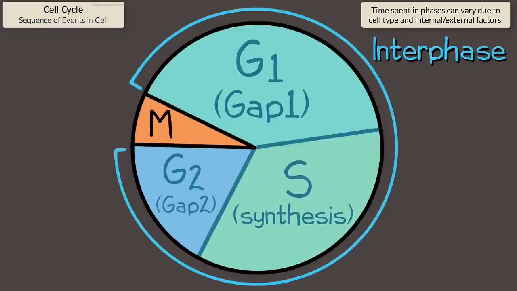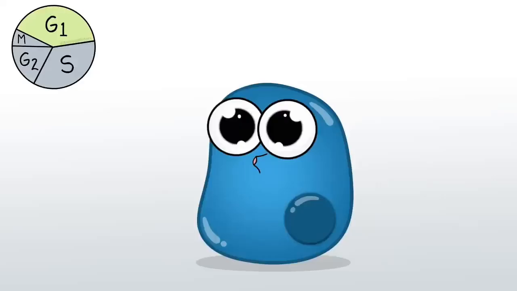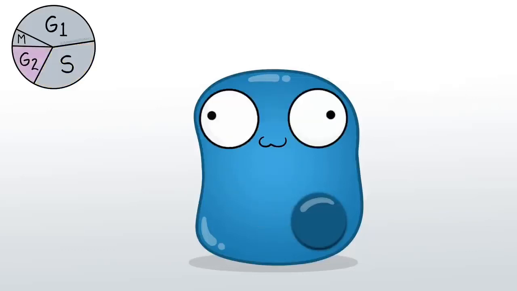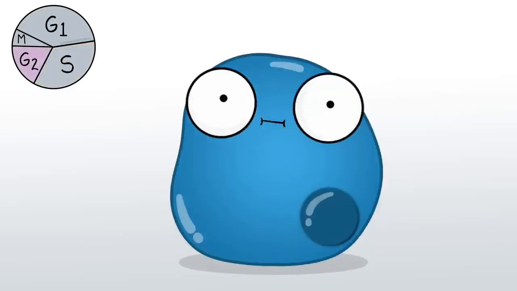Then we have M phase, where mitosis will happen. During G1, the cell individually itself grows. Then it replicates its DNA in S phase. You can remember that because the S is for synthesis, which means to make something, and it's making DNA. Then G2, the cell grows some more in preparation for mitosis.